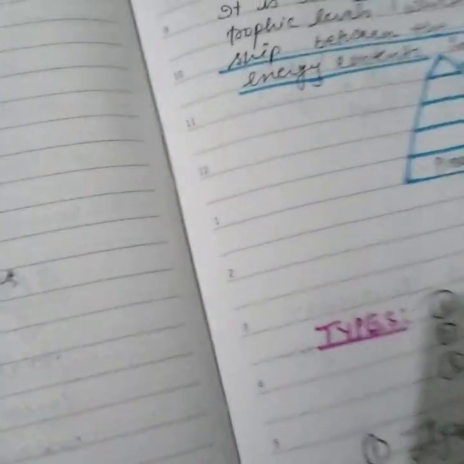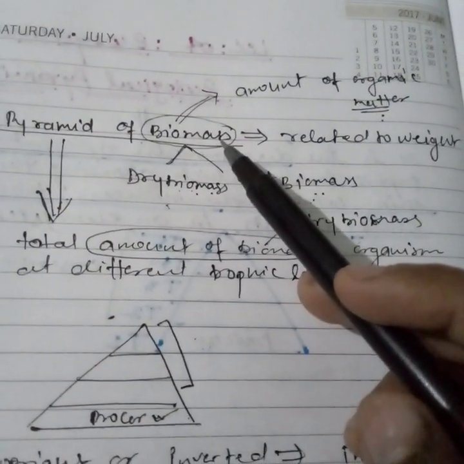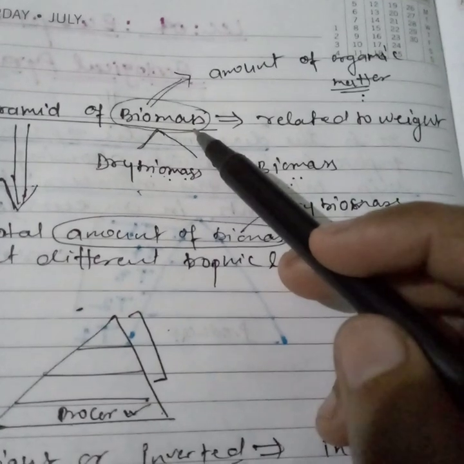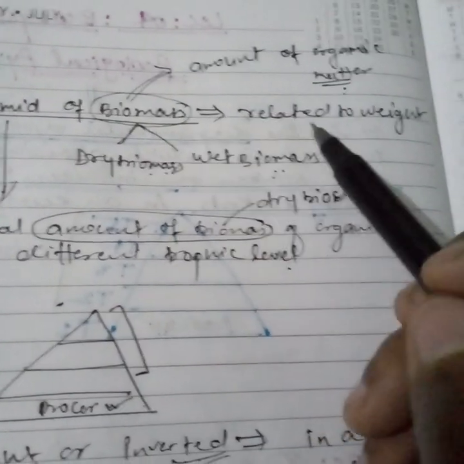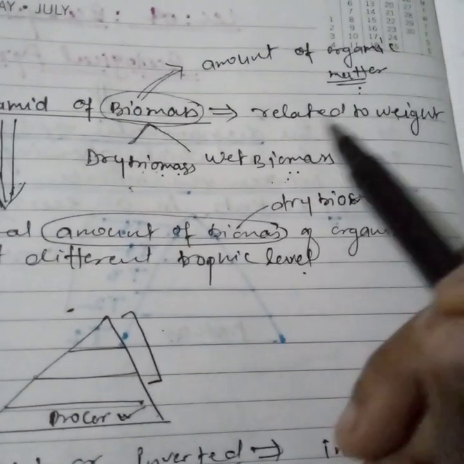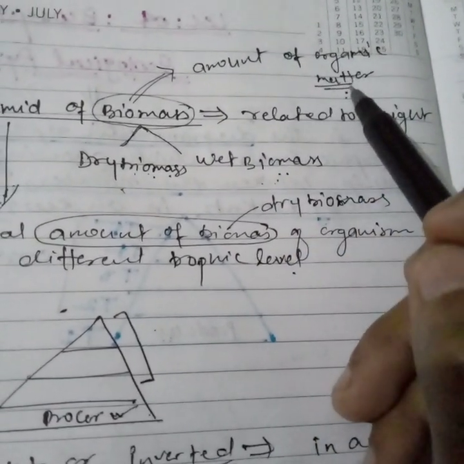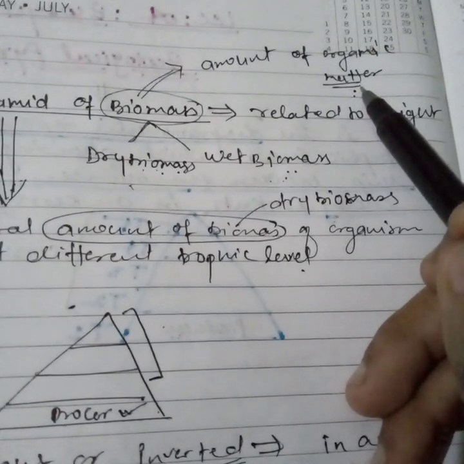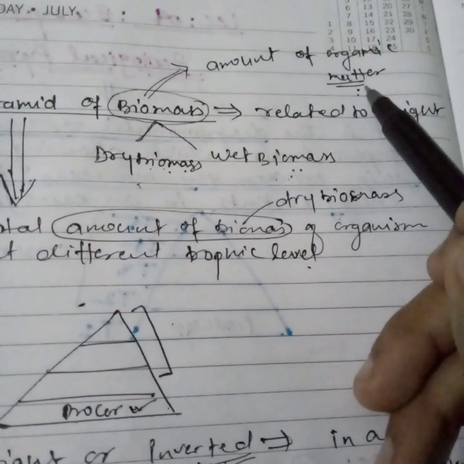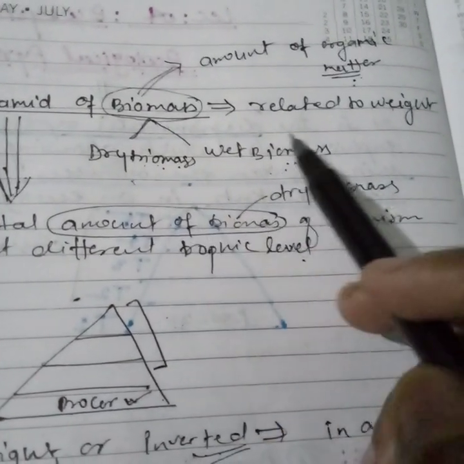Now come to the pyramid of biomass. Pyramid of biomass is what? First of all, we have to know the meaning of biomass. What is biomass? In simple terms, biomass is related to the weight of organisms, and it is also known as the amount of organic matter. Clear? How much organic matter is present in the organism's body, that is called biomass. And biomass is categorized into dry biomass and wet biomass.